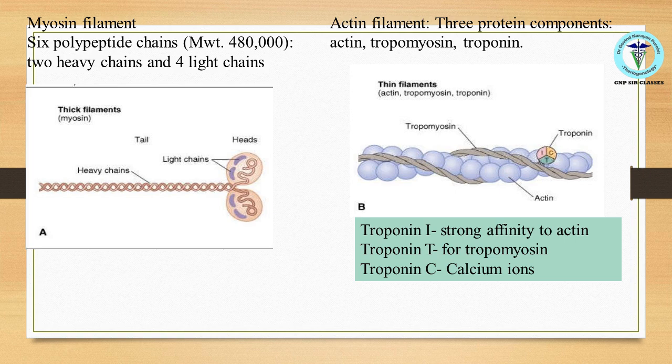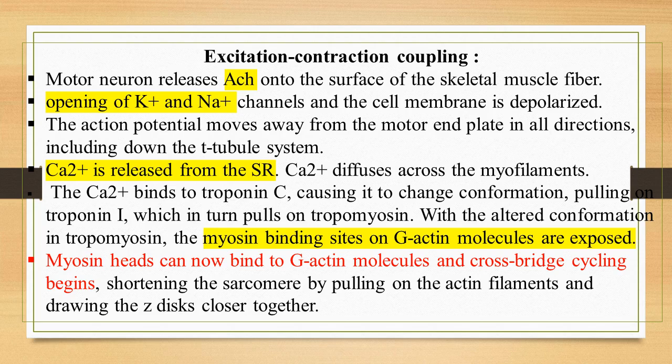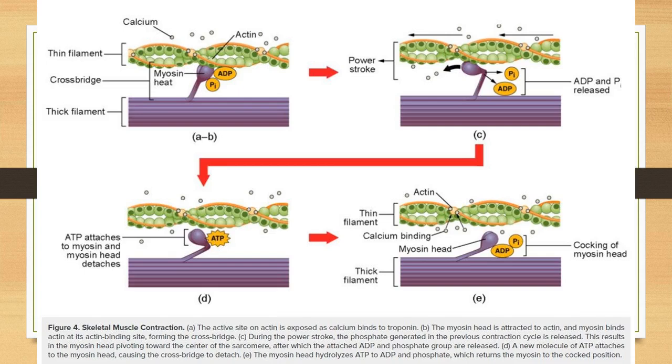roles in muscle contraction. During muscle contraction, actin filaments slide inward among myosin filaments, facilitated by calcium ion release from the sarcoplasmic reticulum. Excitation contraction coupling involves the release of calcium ions, exposing myosin binding sites on actin molecules, leading to muscle contraction. The process of skeletal muscle contraction involves the binding of ATP to myosin, leading to the power stroke and subsequent muscle contraction.